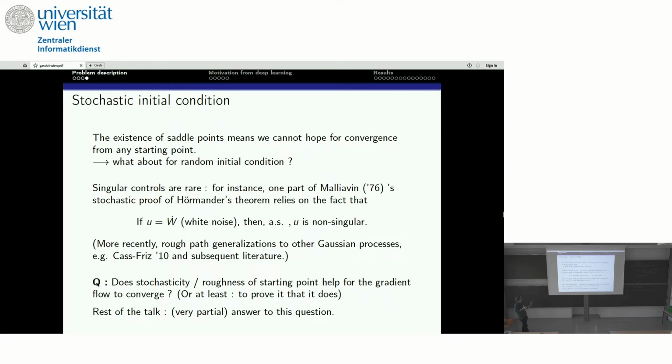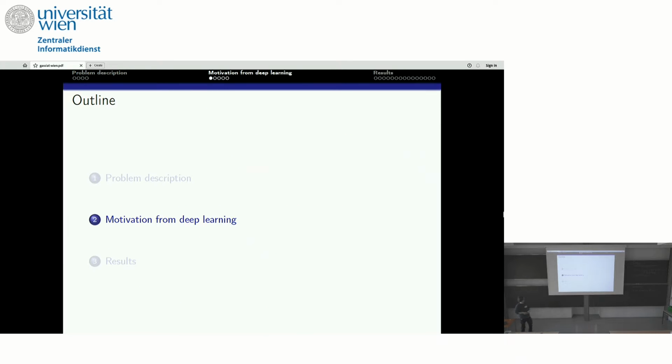So there are two things. The question would be to see whether this roughness actually helps the gradient flow to converge, or at least whether it gives us some idea of a proof that we want to prove. And in the rest of the talk, I will give some partial answers to this. For now, the results we have require quite strong assumptions, but we do nevertheless have some results.